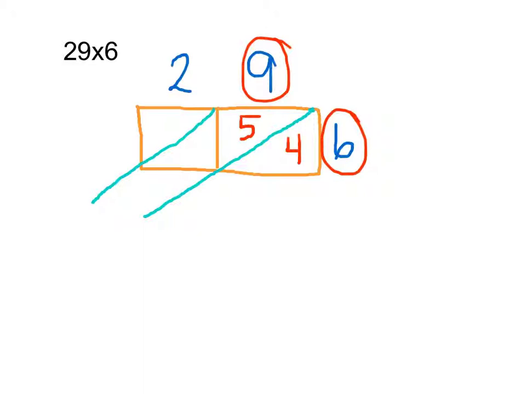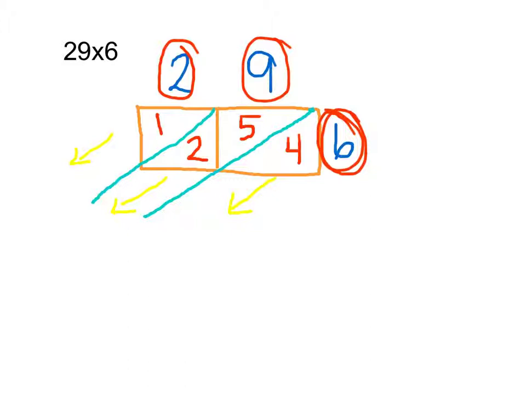Your next box, you're going to multiply 2 times 6, and I know that 2 times 6 is 12. Again, you write it into the box like that, 1 being first, 2 being second. The next thing that you're going to do is add the columns going diagonal.